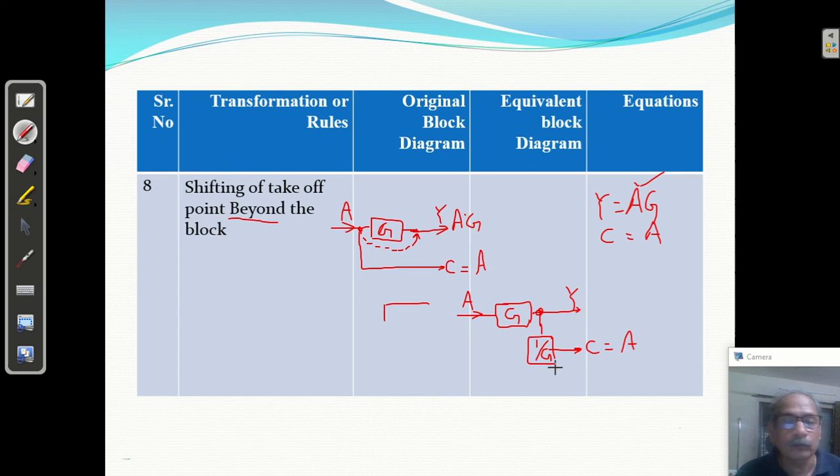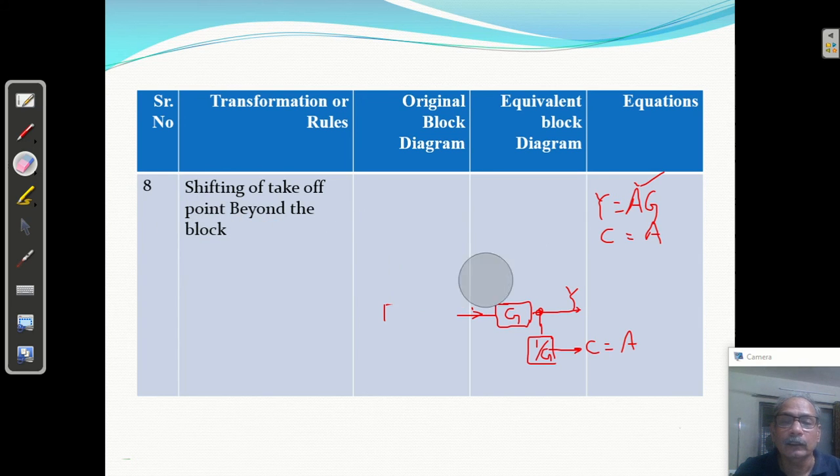So in this way you will get it. From the original diagram you must know the equation, and from the equation you can get it, but you have to remember whether you are shifting forward or backward, and then what to do. Clear? So these are the rules we will use to simplify block diagram reduction for finding the transfer function by using the block diagram reduction technique.